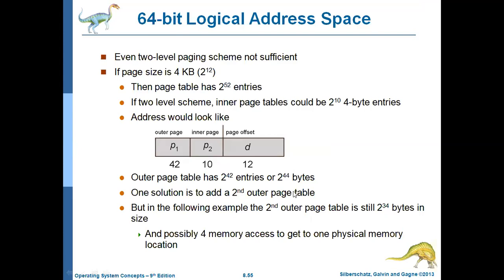So here you'll be coming across with an example where the second outer table is still 2 raised to 34 bytes in size, and possibly 4 memory accesses to get to one physical memory location. Okay, so this is one.